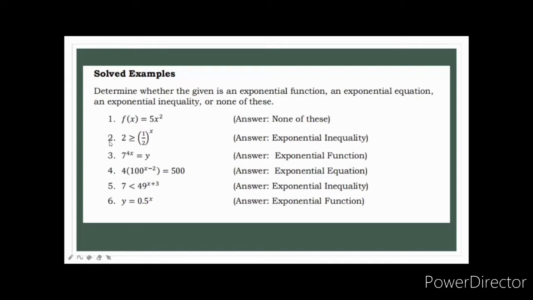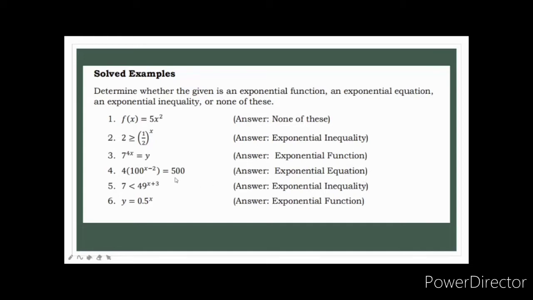For number 2, we have 2 is greater than or equal to 1/2 raised to x. So the answer is exponential inequality. Number 3, 7 raised to 4x is equal to y. It is an exponential function. Number 4, 4 times 100 raised to x minus 2 equals 500. This is an exponential equation.